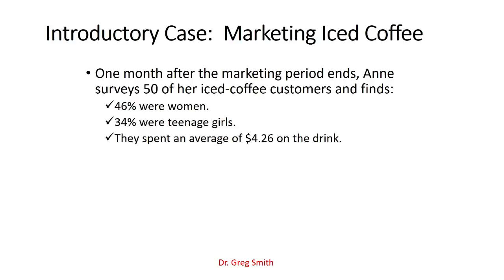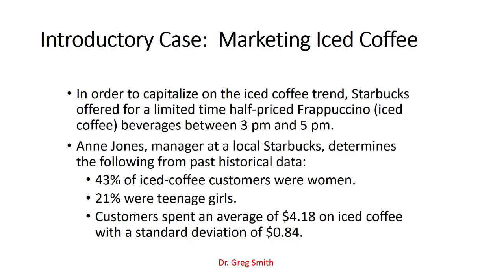So what she does is a simple survey. She surveys 50 of her customers and finds that 46% were women. It's a bit more than what she saw before. 34% were teenage girls, quite a bit more than what she'd seen before. And they're spending $4.26, about 8 cents more per drink. Now, we don't have the standard deviation here. We know the difference was about 8 cents, so that may not be that different from 4.18. That's what hypothesis testing will get for us, determining whether or not 4.26 is actually any different than 4.18.